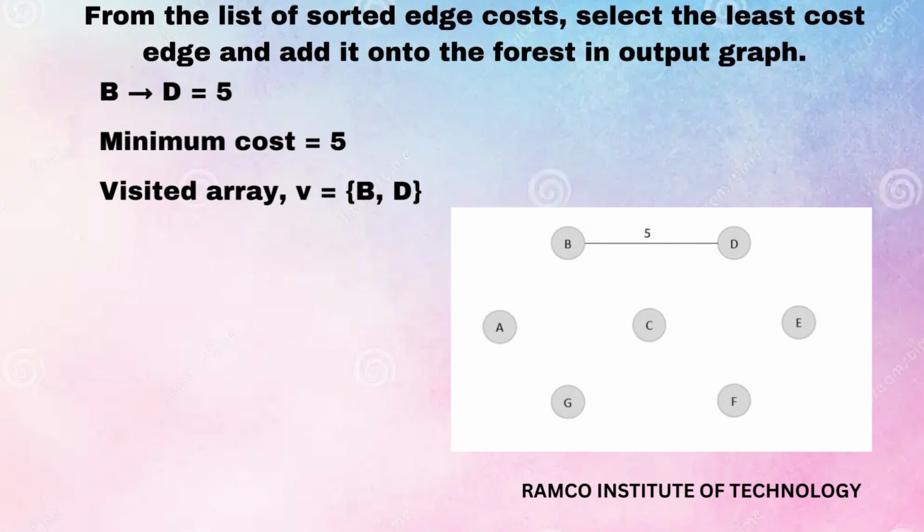the output graph. So among all the edges, the least cost is B to D, meaning the cost 5. So this is added into the output graph, B to D. The visited array contains B, D vertices.